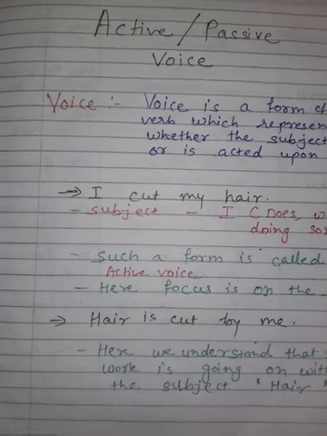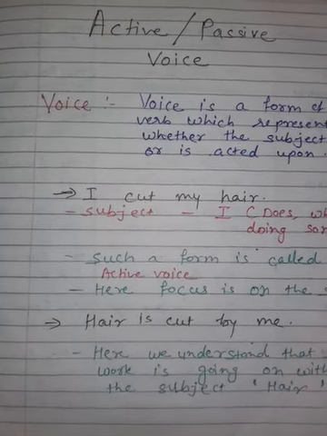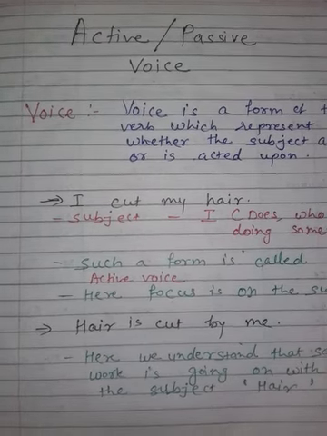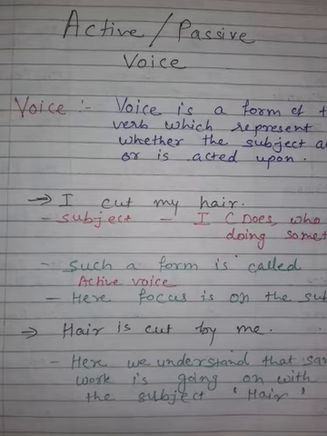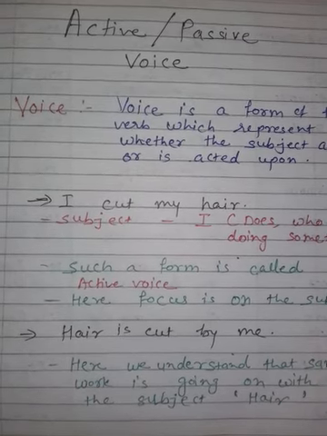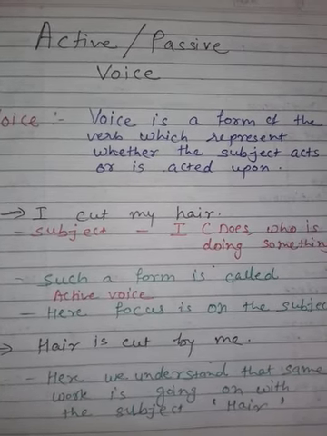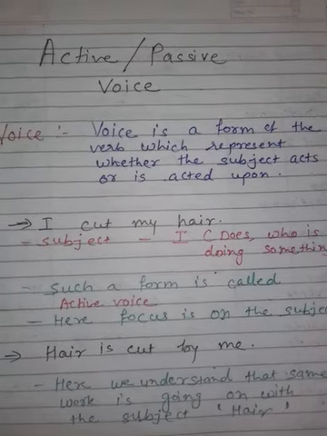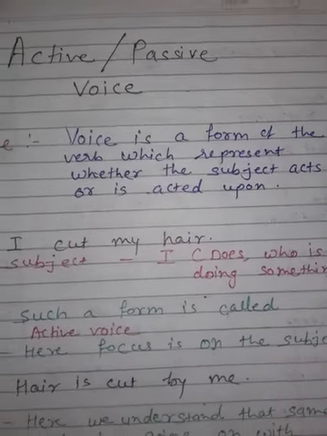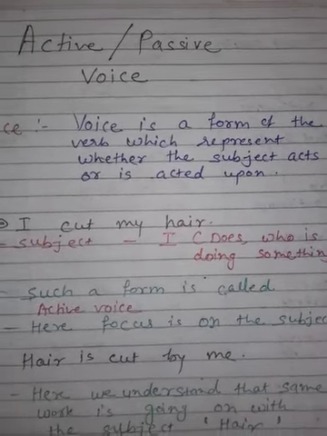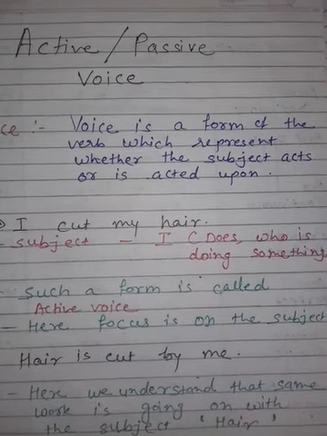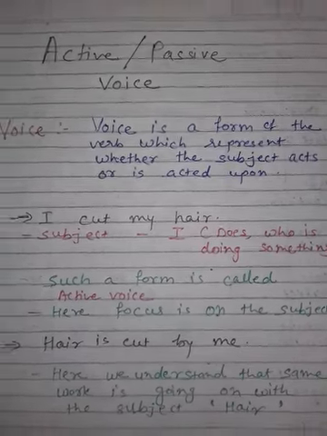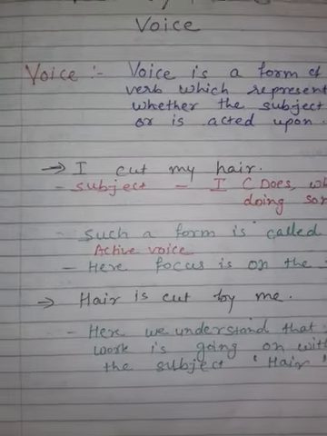First of all, what is voice? Voice is the form of verb which represents how the subject does work or how much priority we give to the object. You can see in this definition, voice is a form of the verb which represents whether the subject acts or is acted upon. So you can see the example.